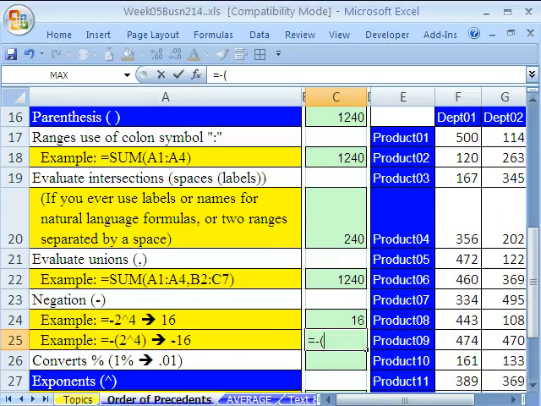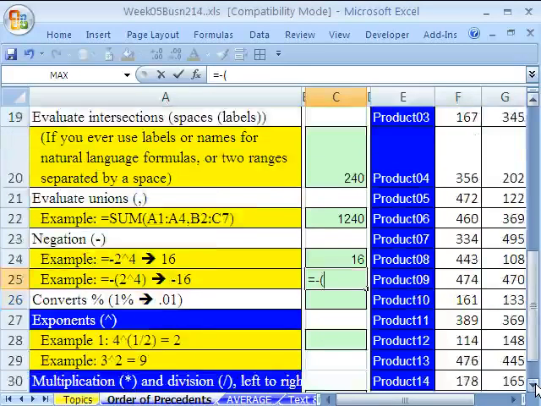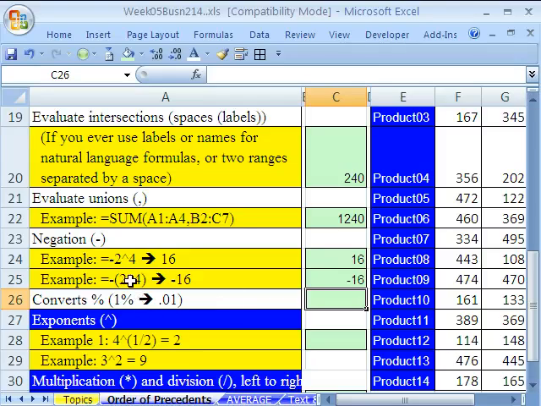Parentheses are evaluated first. We can get around that here. So I'm going to put 2 caret 4 close parentheses. So negation comes first, right, on a number, unless we do something that's higher in the list. Negation comes here. Unions, intersections, all the way up to parentheses come first, so that gets evaluated first.